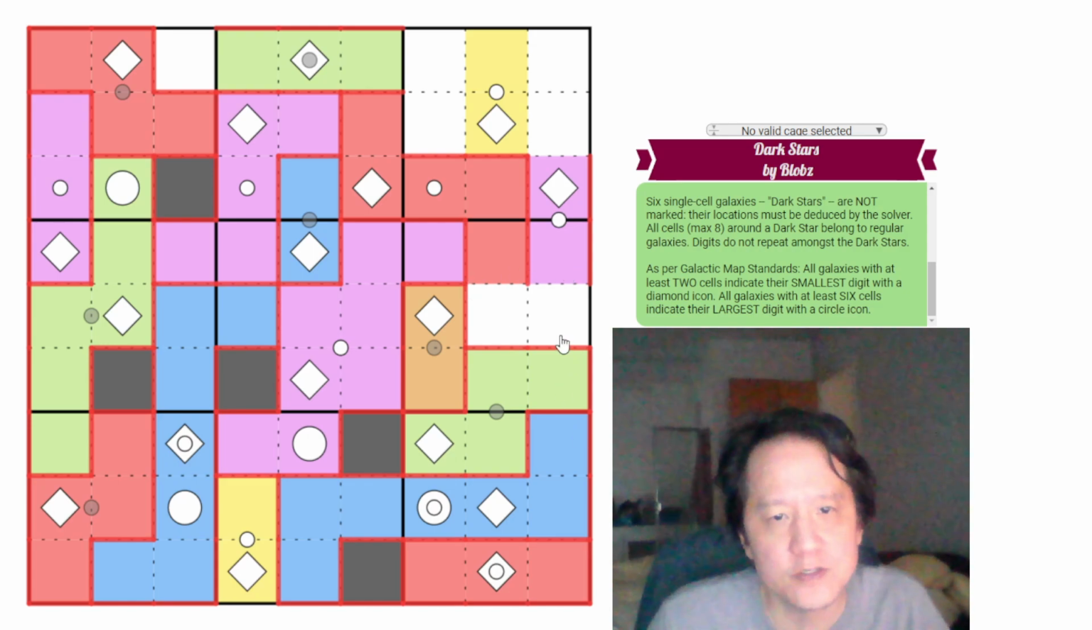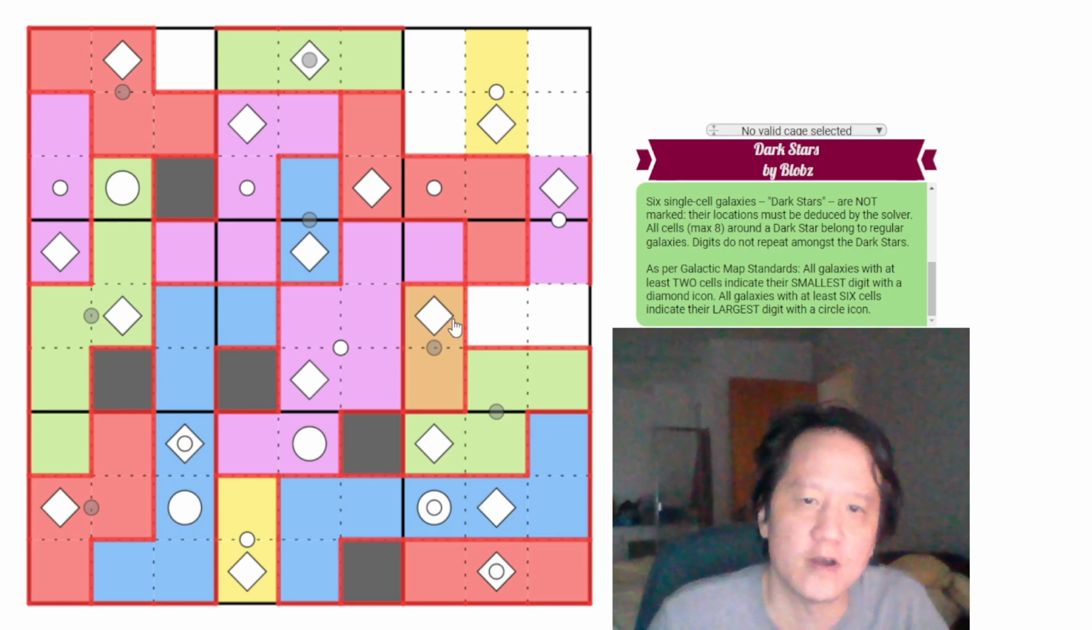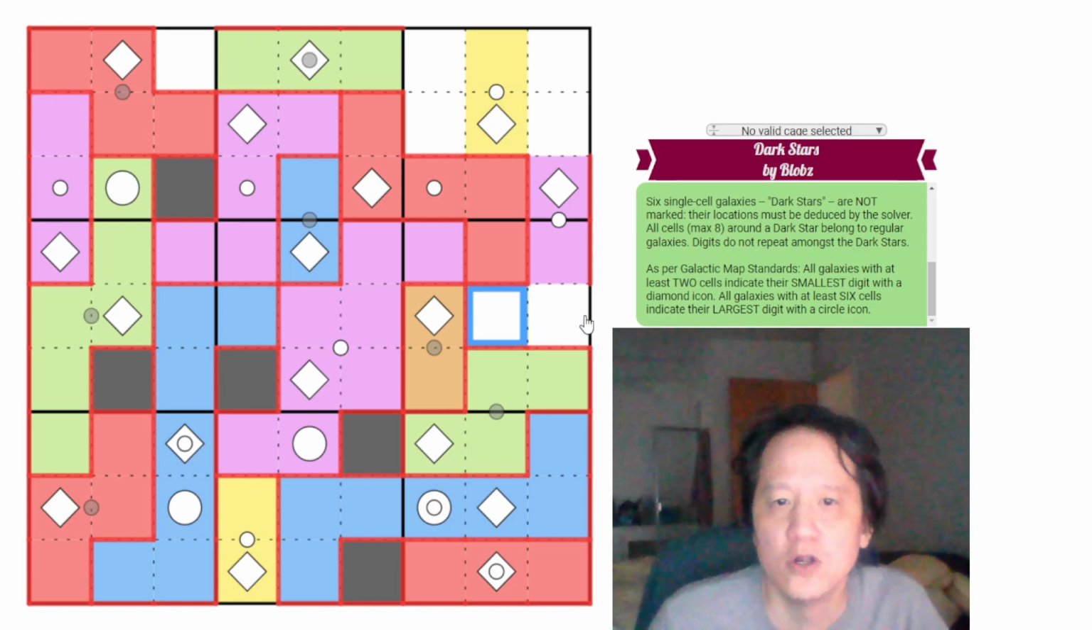So this is only 5, right? Because this is blocked here. So this is blocked here. So this is 5. This has to be a dark star. This cell has to be a dark star because there's no corresponding one for the purple. And it can't go up for the red. So it can't be in the red. So this has to be the only dark star.